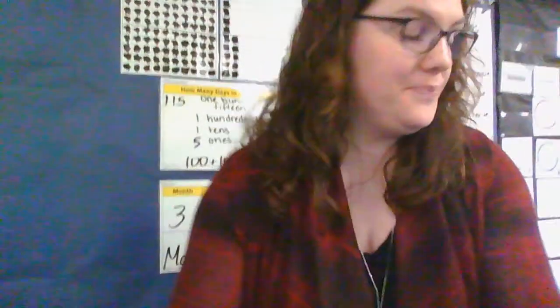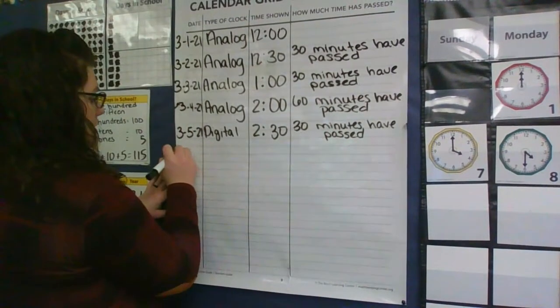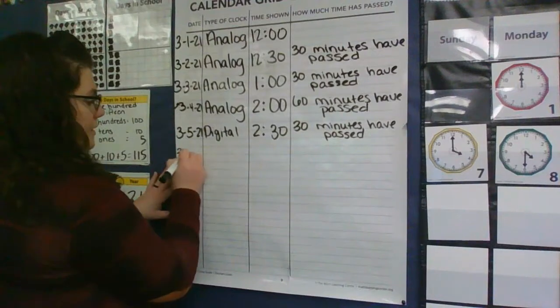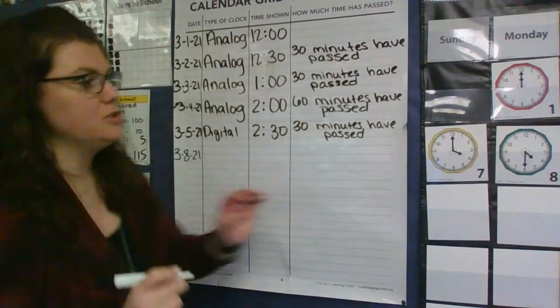Let's practice writing it down. Sorry for the wiggles and the jiggles, friends. Okay, shout out today's date. It is 3-8-21. Thanks, my super smart friends.